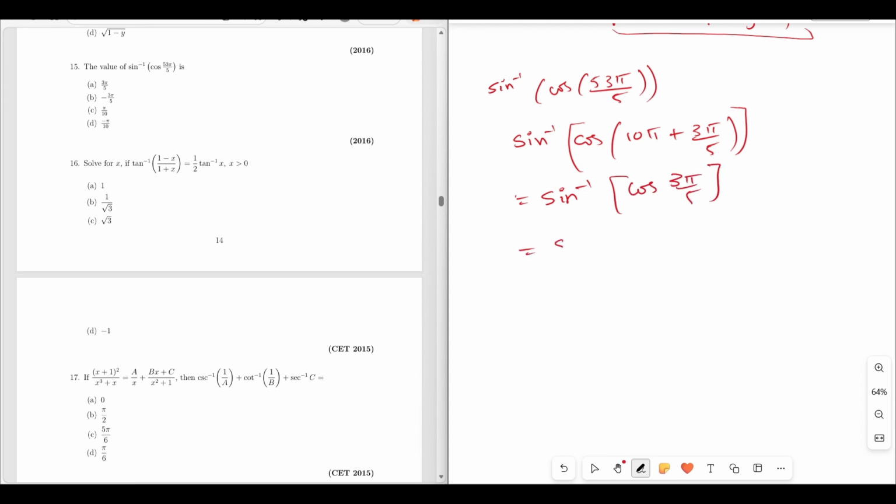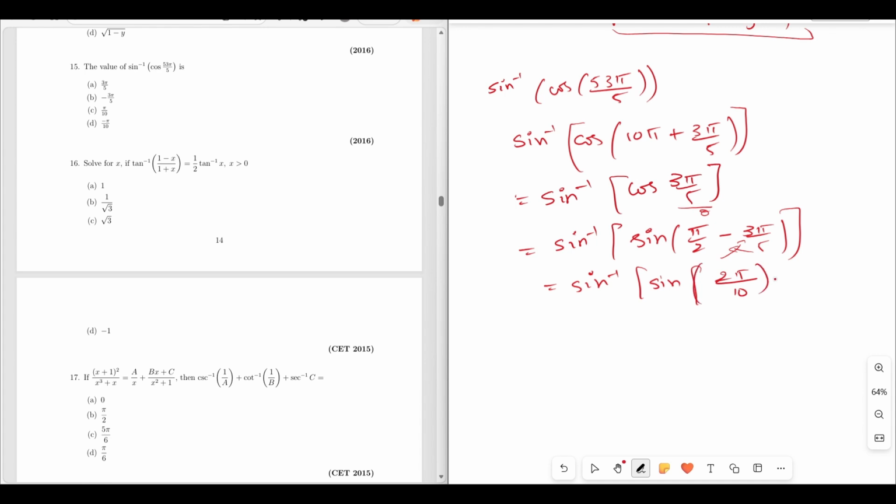Okay, so this is equal to sine inverse. I can write cos theta as sine of 90 minus theta. Sine of 90 minus theta, where the value is 3 pi by 5. So now you'll get sine inverse sine of pi by 2 minus 3 pi by 5. Now start simplifying this. Just cross multiply. What do you get? 5 pi minus 3 pi, which is 2 pi. 5 twos are 10, so 2 pi by 10.